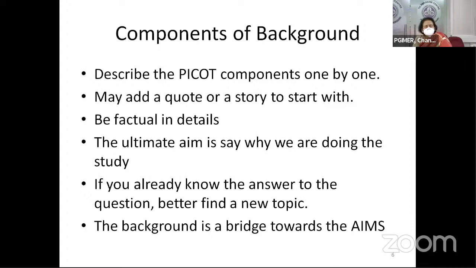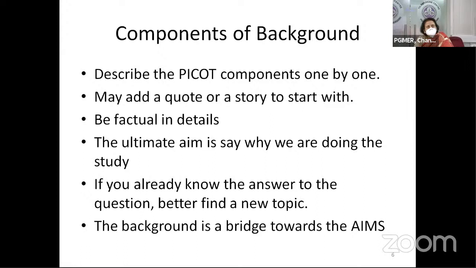Then you may add a quote or a story to start with sometimes when you're writing your project, that this is something which we have been working on. These are the results which have been there. Or if you have not been working on this, some other investigators have been working on this. And these are the problems which are there in the studies previously. So we have to be factual in details. Whatever is there published in literature, it should be absolutely evidence-based.